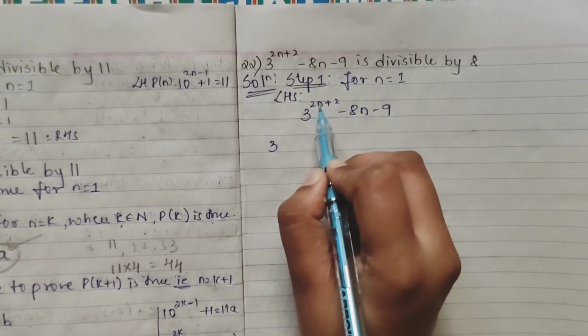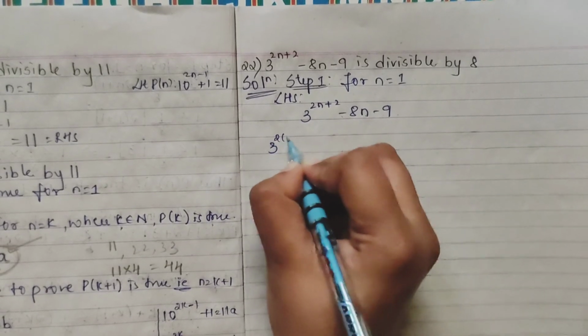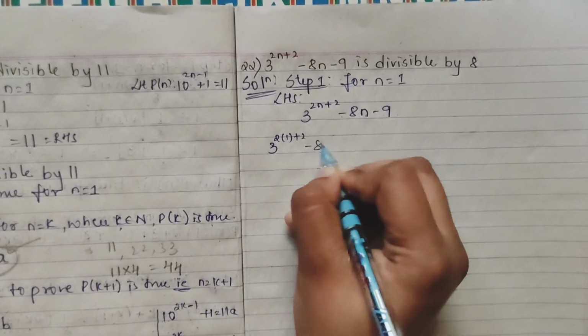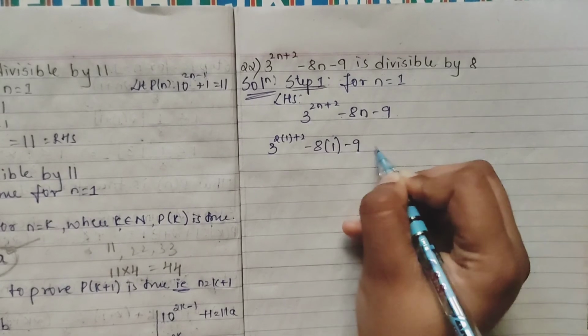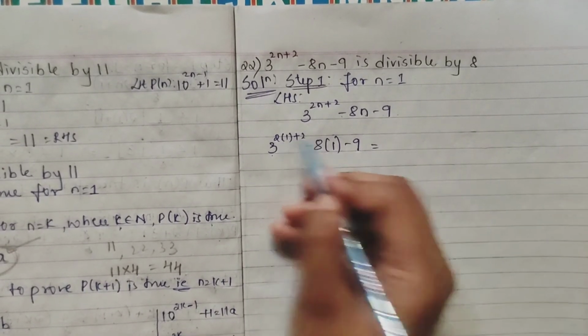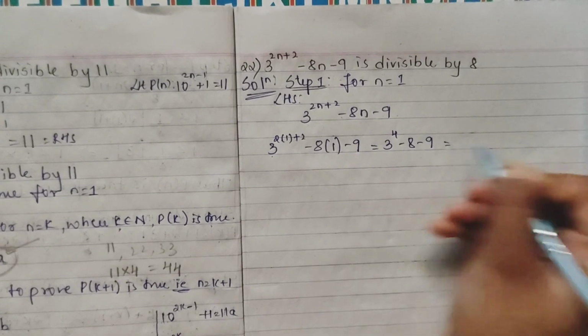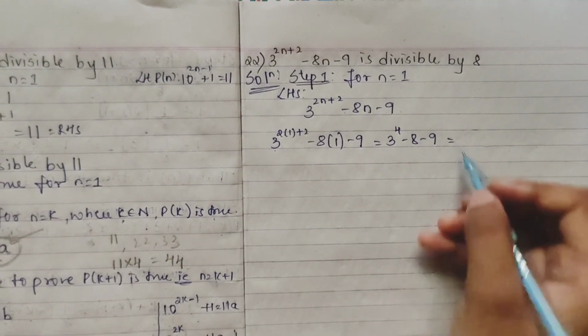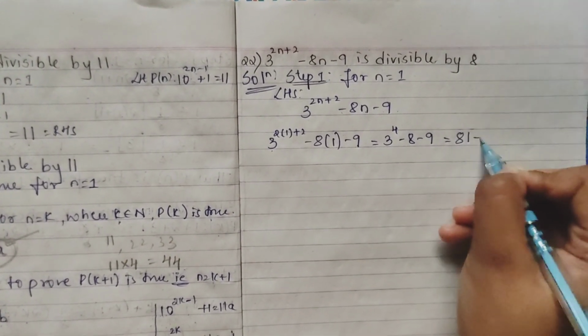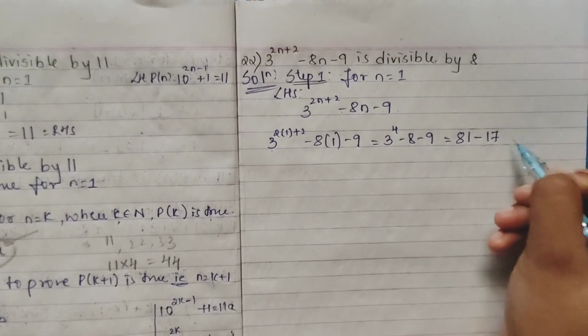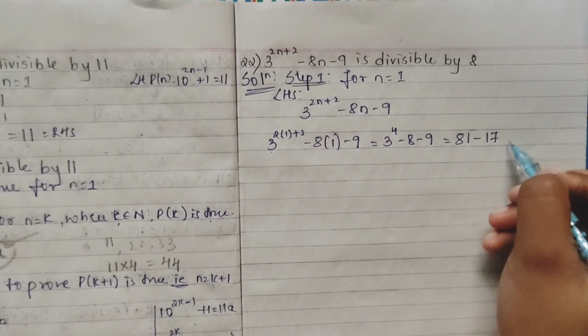So wherever n is, we will put 1, right? So 1 plus 2 minus 8, 1 minus 9. So what will you get? 3 raised to 2 plus 2 is 4, minus 8 minus 9. So what will you get? 3 raised to 4 you will get 81, minus 8 minus 9 is 17. So 81 minus 17, what are you getting?